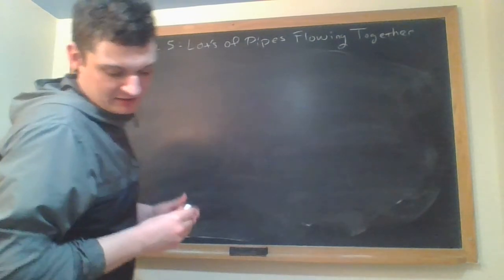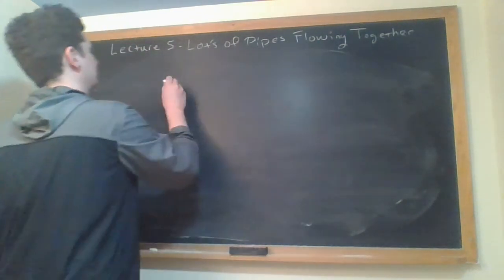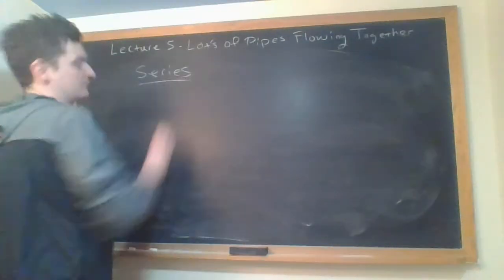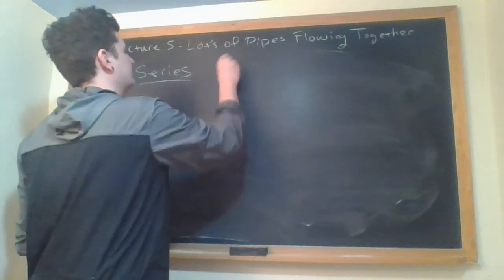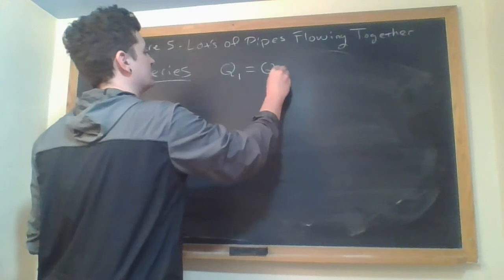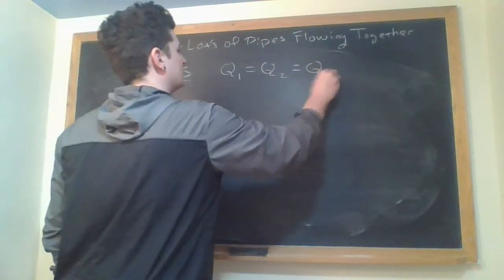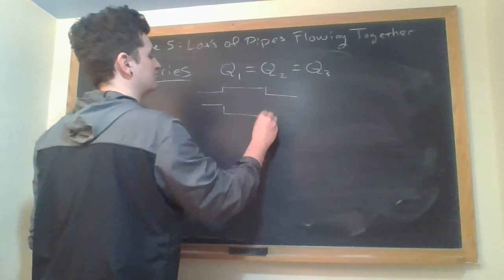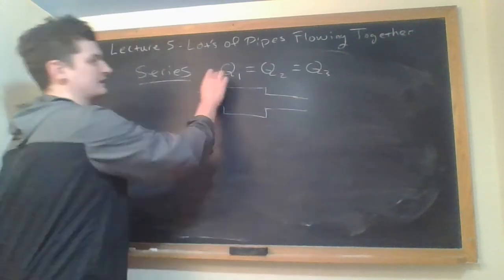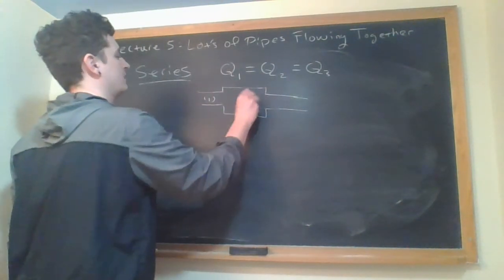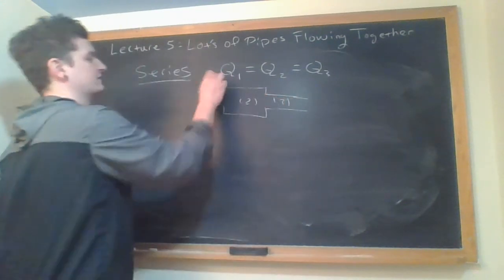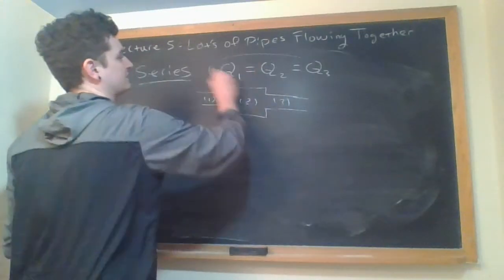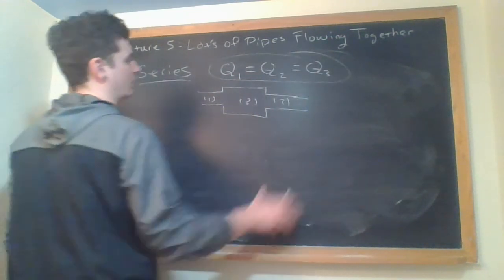Everything will still come down to these three laws. So for series, the law we have is that we know in each section the flow rates are constant. The mass flow rate for each section of pipe, in this one, this one and this one, all have to be equal. So that's the main equation we apply to solve that type of problem.